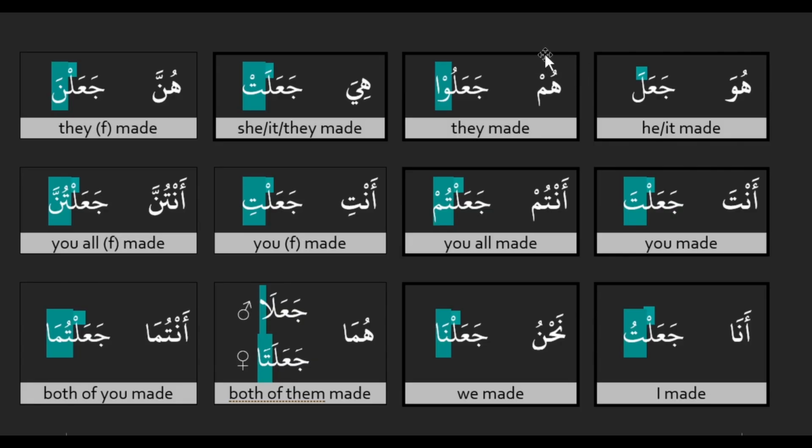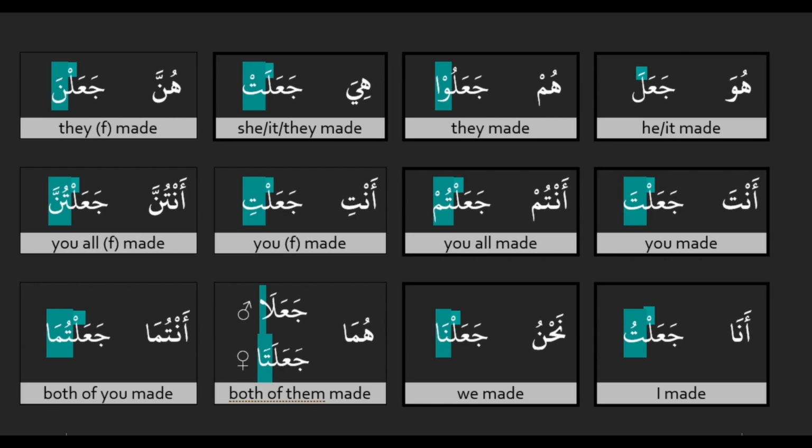Then if we look at the next one, hum, ja'alu, what do you see added extra at the end? The waw and alif. So if you see a waw and alif, that tells you that the doer is they. What about the hiya? What do you think the ending indicator there is? Just the ta? Look at what's highlighted. Does that fatha count? Yes, the fatha and the ta together make the ending indicator.